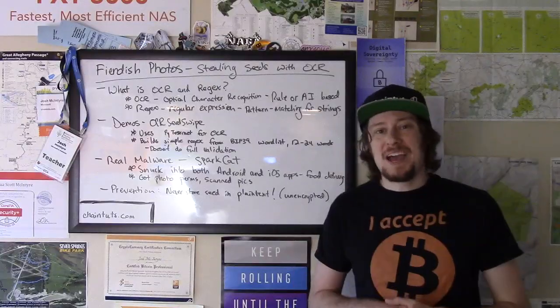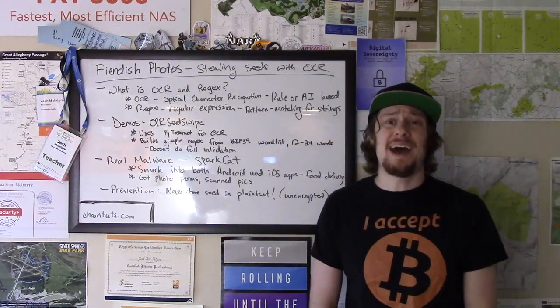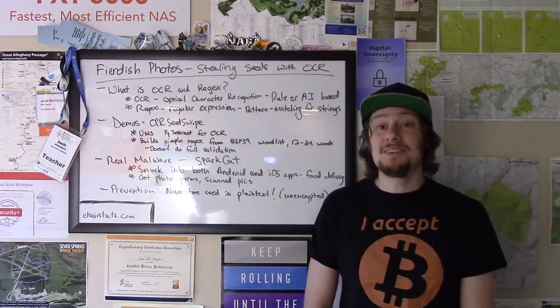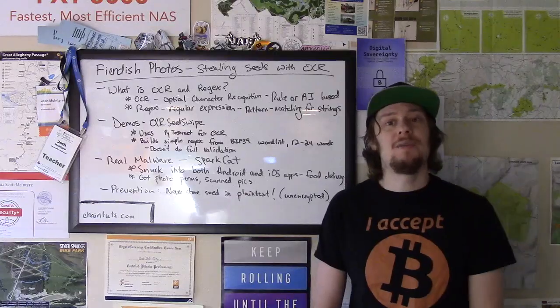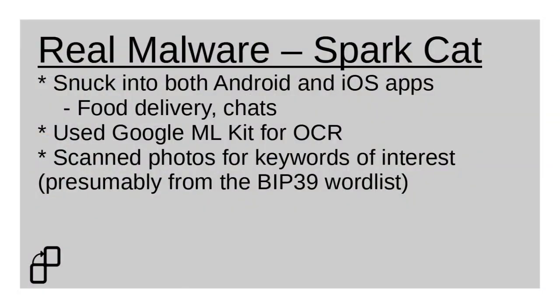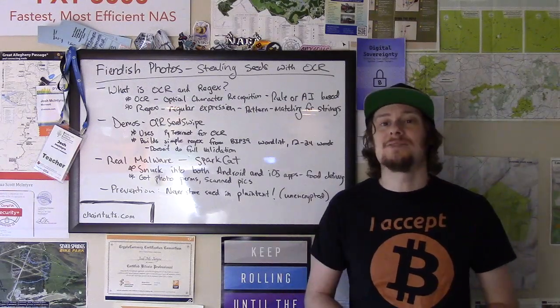So this is just my educational demo, but what about the real malware attacks that have happened? Yes, this attack actually has targeted real crypto users, in particular, the SparkCat malware attack. This attack snuck this malicious code into both Android and iOS applications, in apps such as food delivery and chat apps across a global audience.